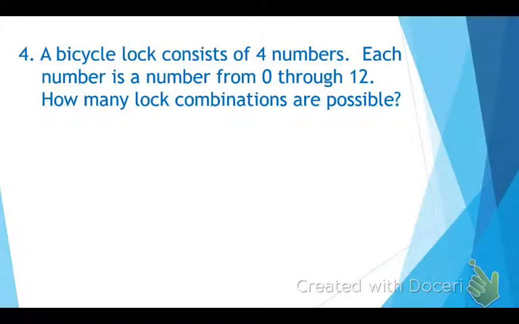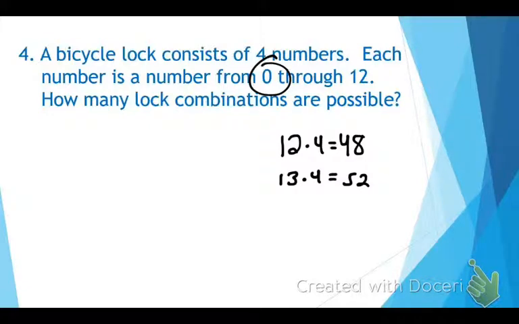A bicycle lock consists of 4 numbers. Each number is a number 0 through 12. How many lock combinations are possible? So, I got some people who said 48. How'd you get 48? I did 4 times 12. All right, 12 times 4. Okay, some people got, what was the other one? 52. 52. How'd you get that? 13 times 4. Why 13? Plus the 0. Okay, you got to count in that 0. All right, but neither of these are correct.